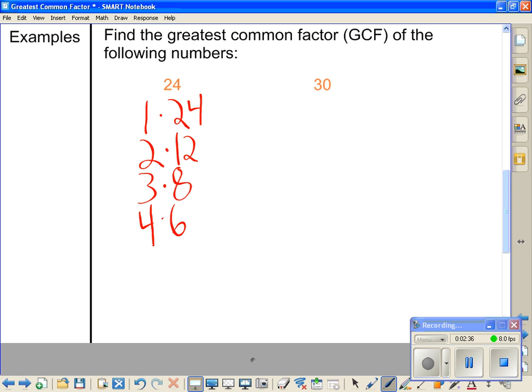Okay, now I need to ask myself, can 5 go into 24? And the answer is no. Can 6 go into 24? Yes, but we already have it there. So we're finished finding the factors of 24. Now I can draw my U and list the factors.